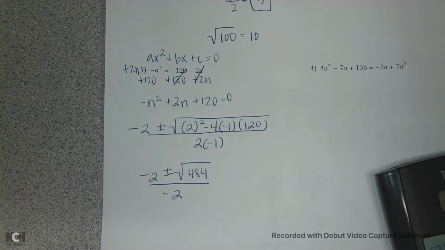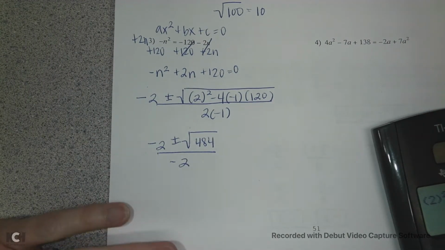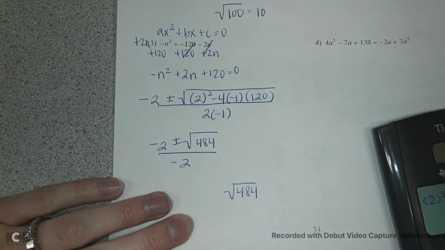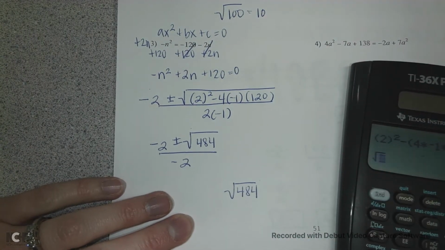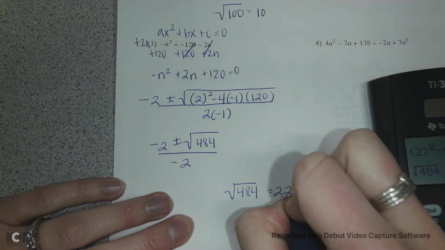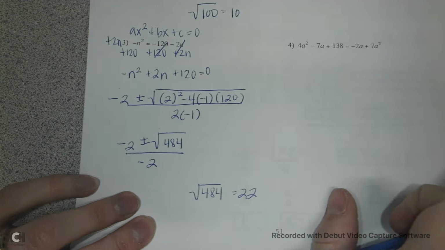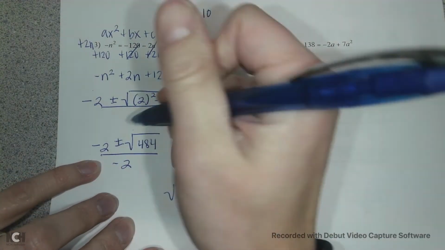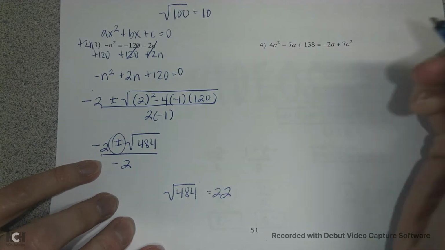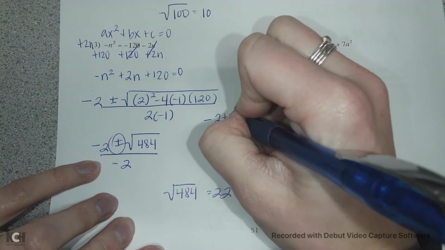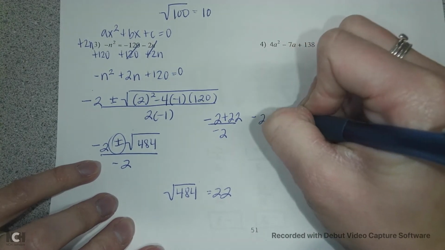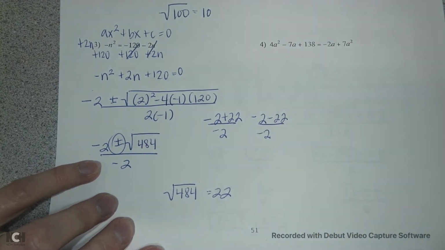Okay, so we want to keep that as our second step. So now we're going to just figure out what the square root of 484 is. So I'm going to just plug that in my calculator, and that reduces to 22. Love it. I love when they're nice. So really, I have two fractions, one with the positive version of 22 and one with the negative version of 22. So that's negative 2 plus 22 over negative 2, and negative 2 minus 22 over negative 2.